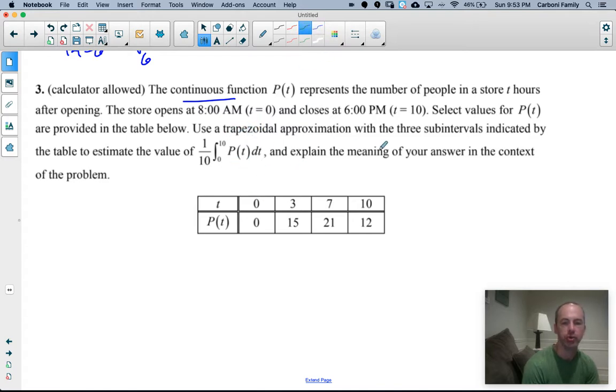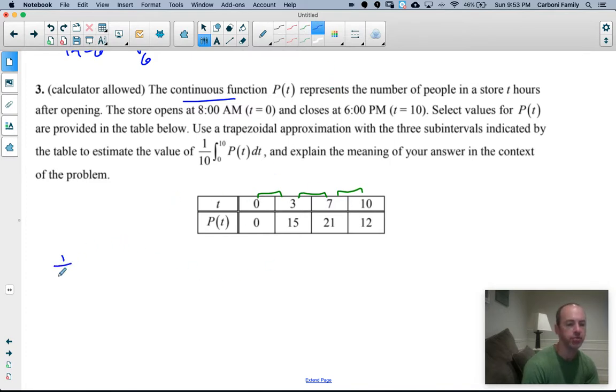Use a trapezoidal approximation with three intervals indicated by the table. So that'll be the interval from 0 to 3, 3 to 7, and 7 to 10 to estimate that value and explain the meaning in the context of the question. So let's do the estimation first.